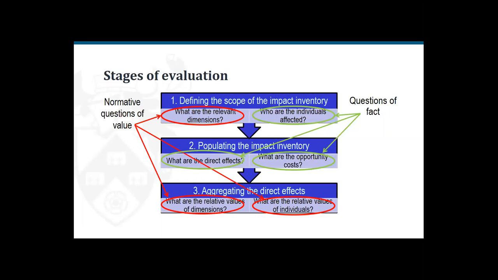But there are also some questions of value. What are the relevant outcomes, and how do we identify the stakeholders? And also, when we're aggregating the effects, what are the relative values of the different outcomes, and what are the relative values of individuals? The framework we propose is compatible with all of the different methods of economic evaluation, so cost-benefit analysis and social return on investment, for example.